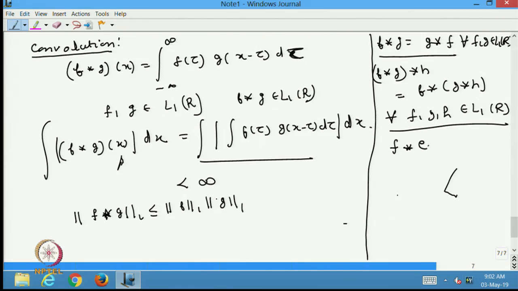f, for all f belonging to L1(R). Does an identity exist for the convolution operator? This is my next question. Can you think for a while about this? Does an identity exist for a convolution operation?